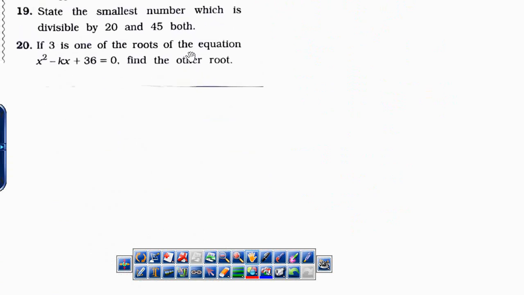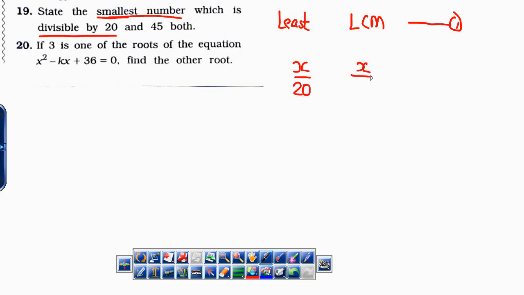Nineteenth sum, state the smallest number which is divisible by 20 and 45 both. स्मॉलेस्ट मतलब लीस्ट, लीस्ट से आता है एलसीएम. This is one way of thinking. और दूसरा ऑप्शन है a smallest number x which is divisible by 20, मतलब 20 से डिवाइड हो सकता है, 45 से भी डिवाइड हो सकता है. अगर x तुम्हारा न्यूमरेटर में है तो वो नक्की एलसीएम है. अगर तुम्हारा x डिनोमिनेटर में होता तो वो HCF होता.